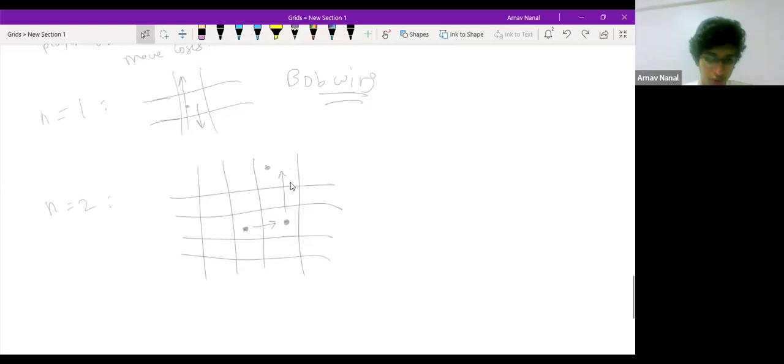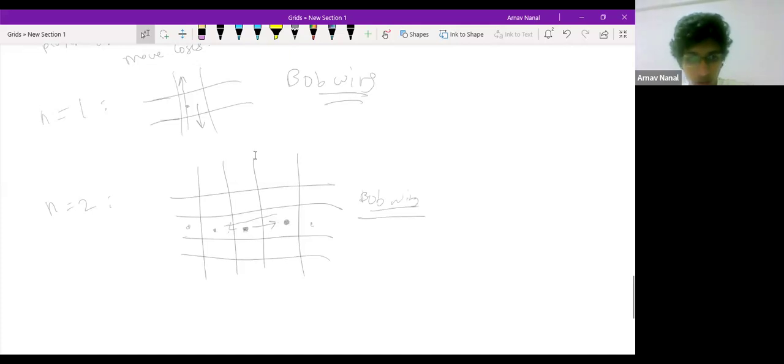Okay, so of course, if Bob plays this, then Alice plays this, and Bob loses, so Bob won't play that. So if Bob plays here, Alice plays here, and Bob plays here, so Bob wins again.